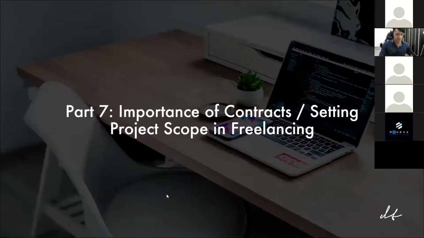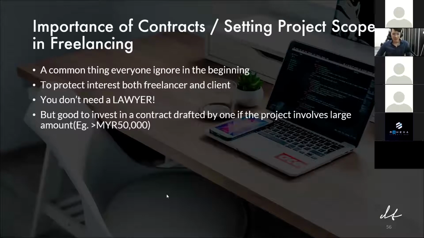Next, I want to talk about the importance of contracts and project scope setting in freelancing. A common thing everyone ignores in the beginning part of their freelance career is to prepare proper legal contracts, legally binding contracts to protect themselves. So this is to protect both the freelancer and the client.